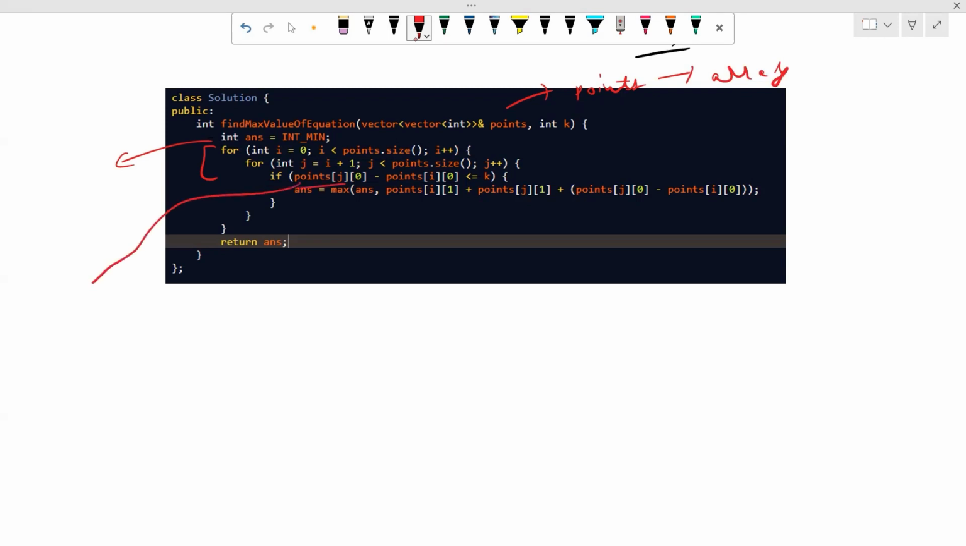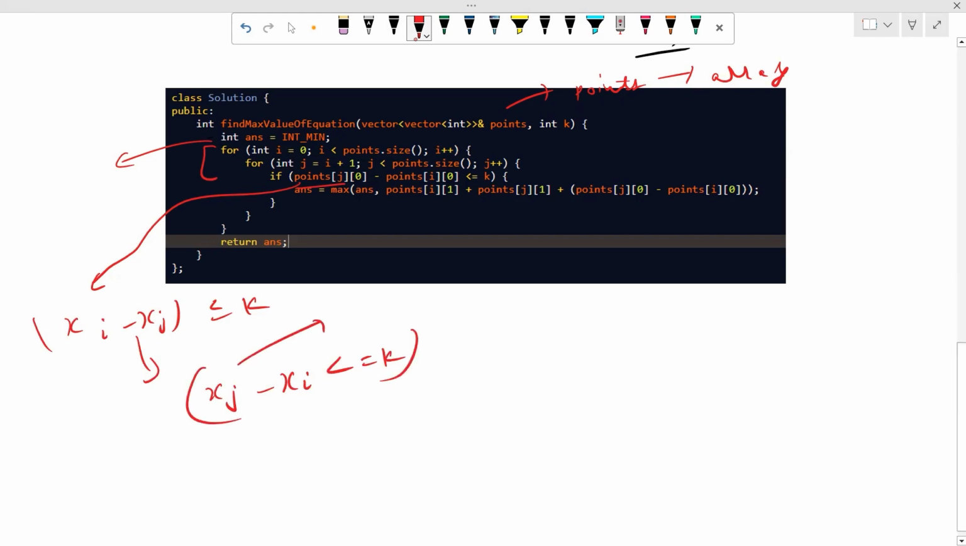This is the condition, which is xi minus xj less than or equal to k. Ultimately, we can write this as xj minus xi, right? And this should be less than or equal to k. Over there, xj represents point j comma 0 and xi represents point i comma 0, right? We just need to check this condition. If this condition holds true, then we just need to update our result, right?